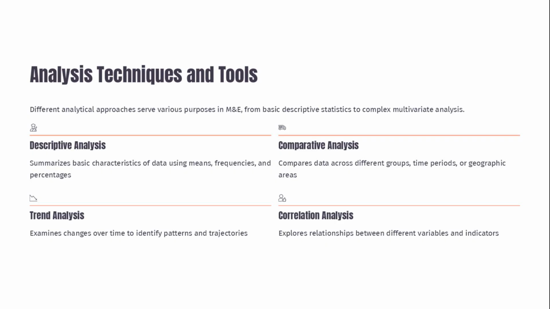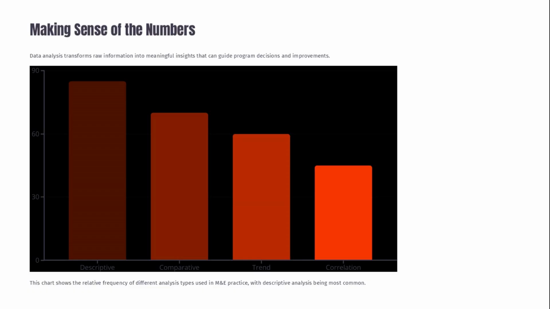Correlation analysis explores relationships between different variables and indicators. Data analysis transforms raw information into meaningful insights that can guide program decisions and improvements. The chart shows the relative frequency of different analysis types used in M&E practice, with descriptive analysis being most common.